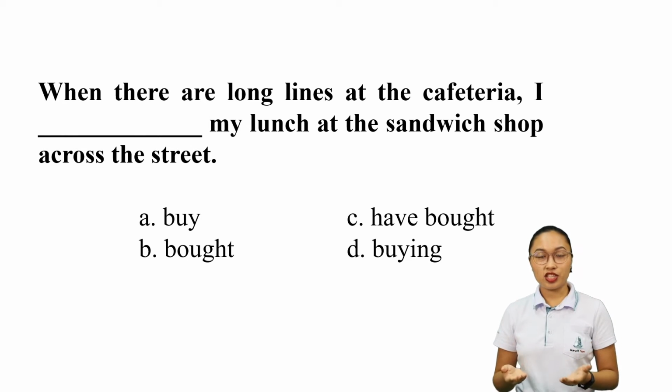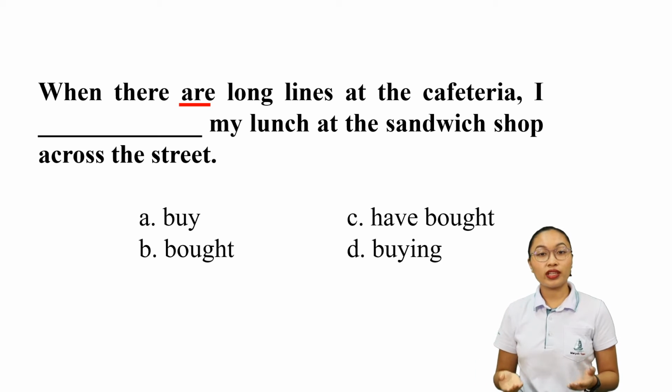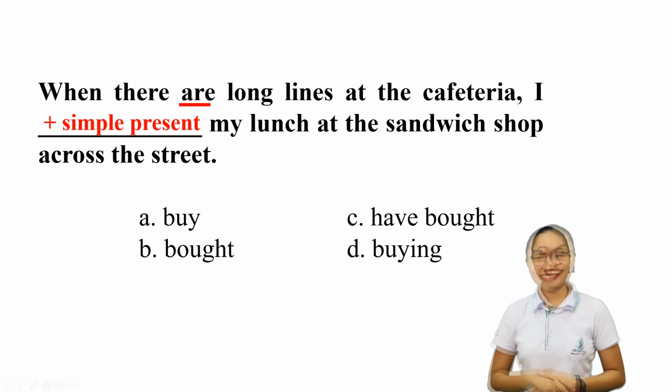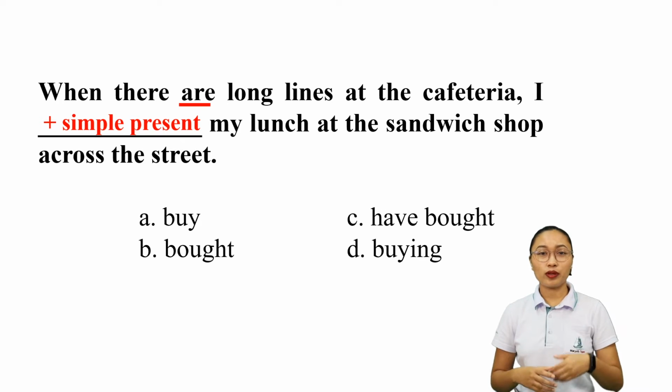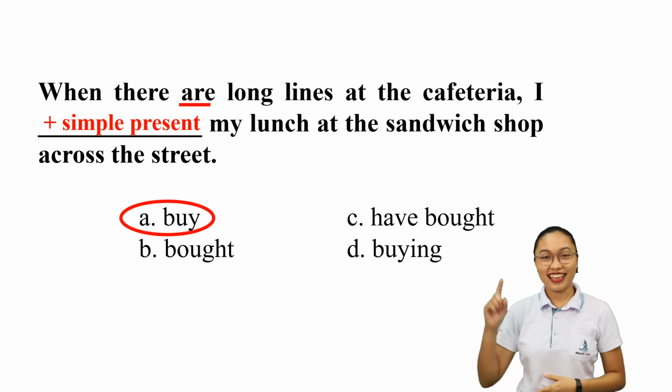Now use the strategy in the sentence. When there are long lines at the cafeteria, I blank my lunch at the sandwich shop across the street. A. Buy, B. Bought, C. Have bought, or D. Buying. The verb in the time clause is are, which is a present tense. So we need a simple present. Don't be confused why we don't need a future tense. In this sentence, the context does not imply a future action. Rather, it is about habit, and we use simple present tense when we talk about habits. Therefore, the answer is A. Buy.